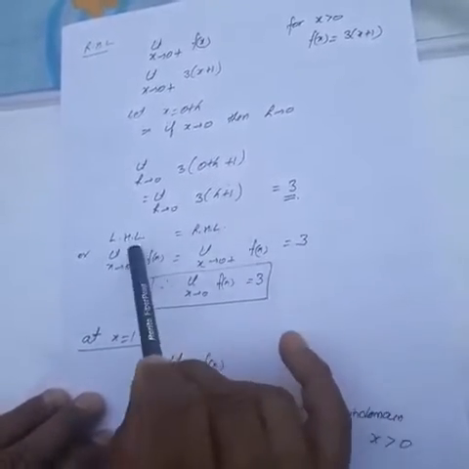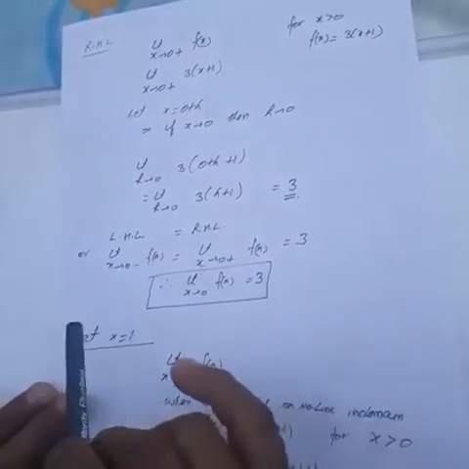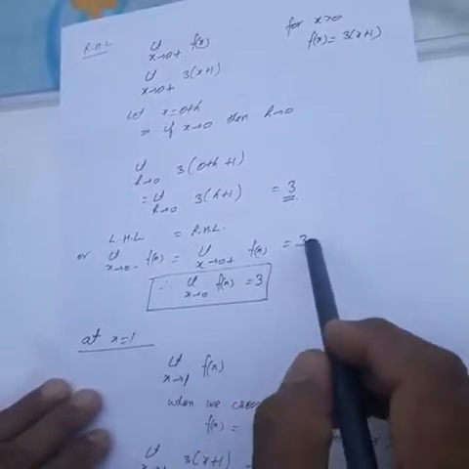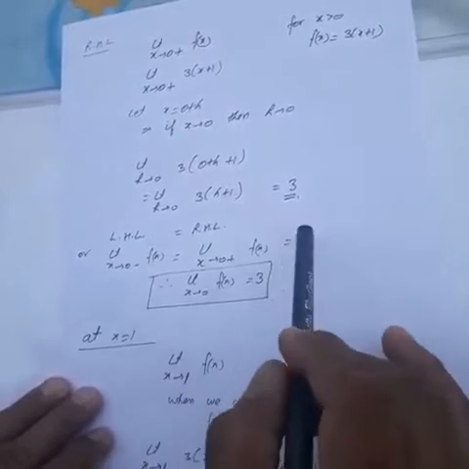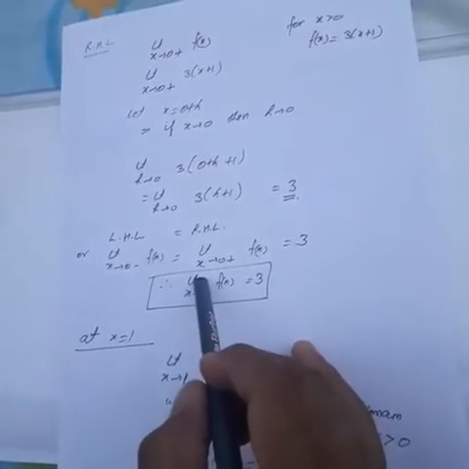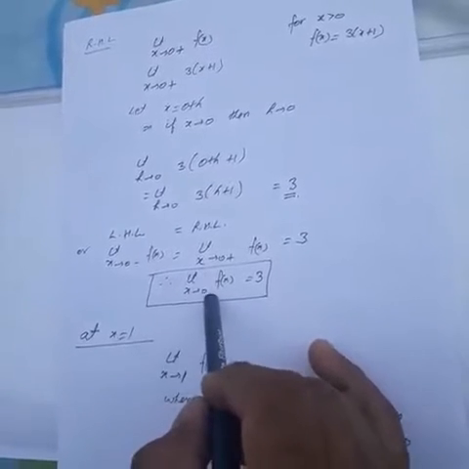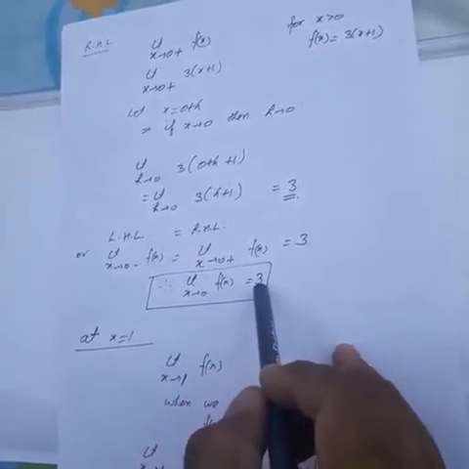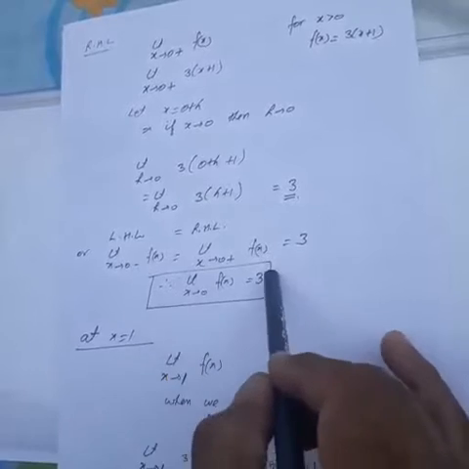If both these are not equal, then we will say the limit does not exist, and the answer will be limit does not exist. Because they are equal, we can write the answer: therefore limit x tends to 0 of f(x) is 3. So now 3 is the answer.